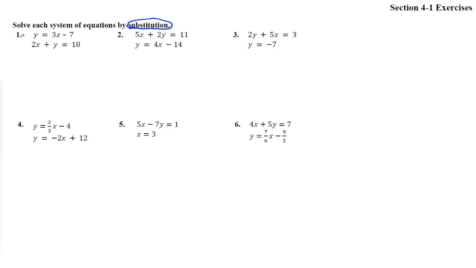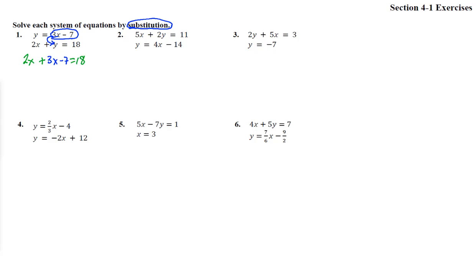So starting with number 1, y equals 3x minus 7. Oh look, the y is already by itself. So we're going to take that 3x minus 7 and stick it in for the y, because y equals that 3x minus 7. So we now have this equation: 2x plus, and then this 3x minus 7 gets stuck in for the y, equals 18. There we go.